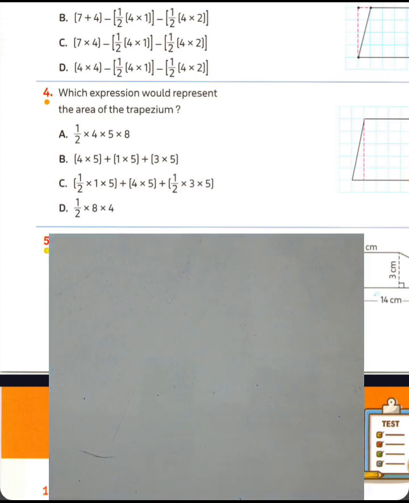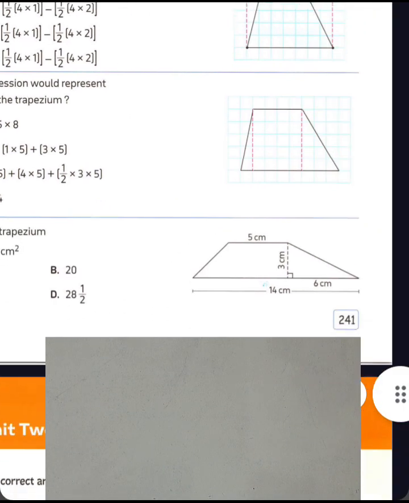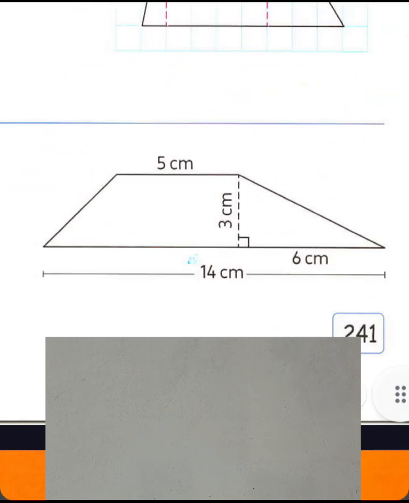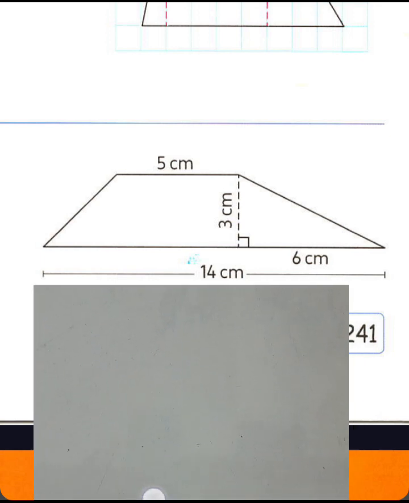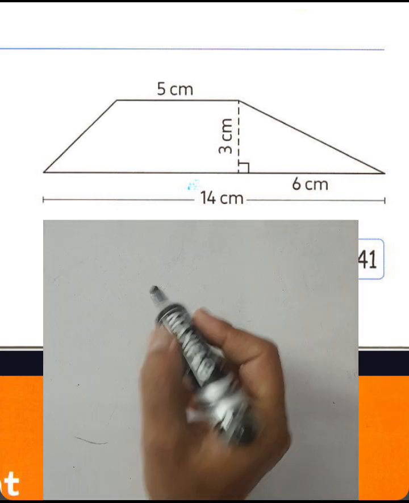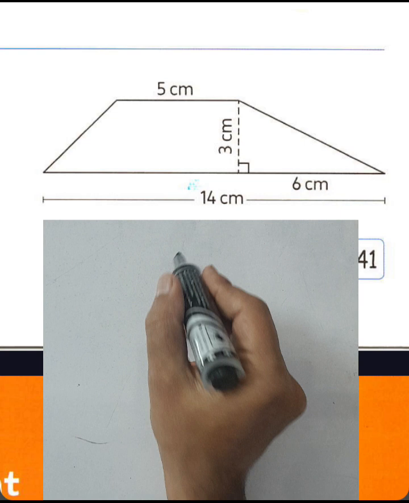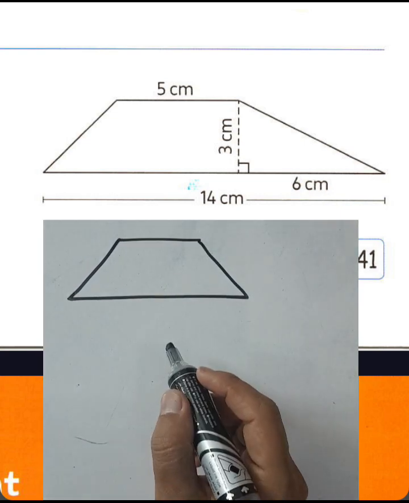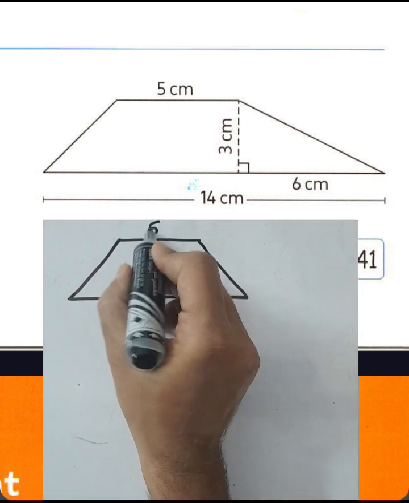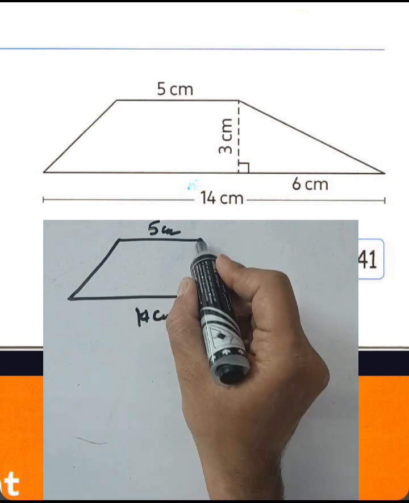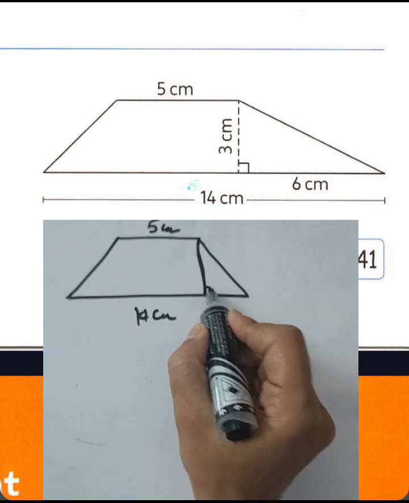Last question: find the area of this trapezium. To find the area of this trapezium, you must know the rule, or you can divide this trapezium into 3 parts and find the area of each one of them. I will solve the example by the easy method, and then I will explain another method from your book. The easy method tells us the two bases are 5 centimeters and 14 centimeters, and this height was 3 centimeters.